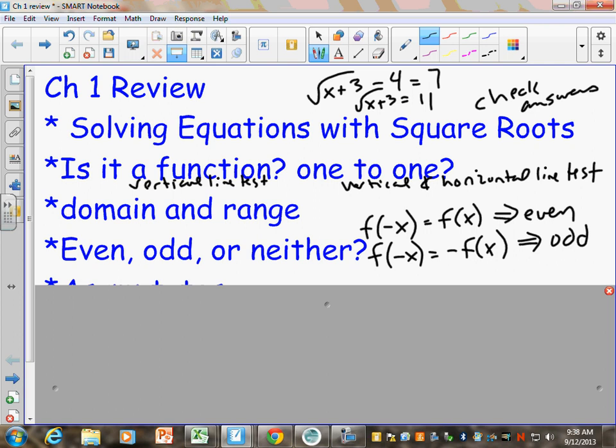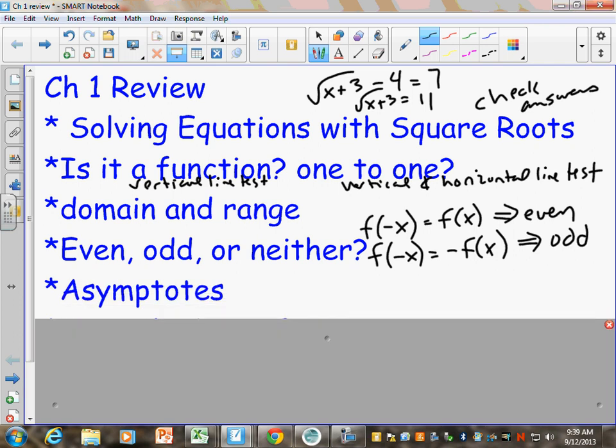You could graph it. Even means it's symmetric about the y-axis, and odd is symmetric about the origin. That's a nice way to think about it. Even, nothing changes, because you get back to the exact same thing when you plug in a negative. So even, nothing changes; odd, everything changes sign. If it's neither, something changes, but something else doesn't change. That's another way to think about it.